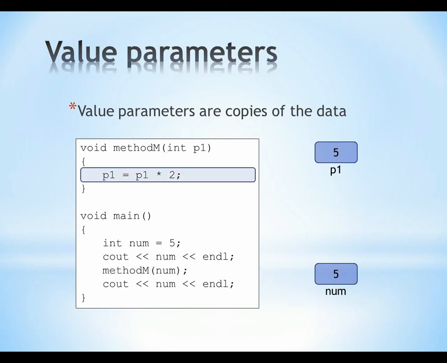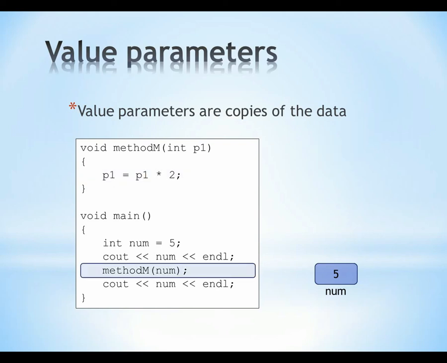Then when we execute the statement inside method m, p1 is doubled. When we return to the place where method m was called, then the copy of the data is lost because the parameter no longer exists now that the method is finished executing. And so when we come to output the value of num again, num has not been changed because method m has been operating on the copy.